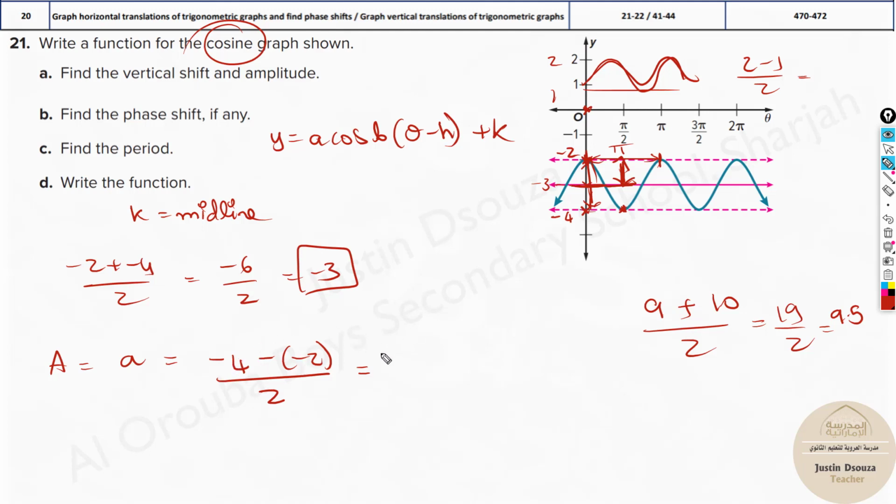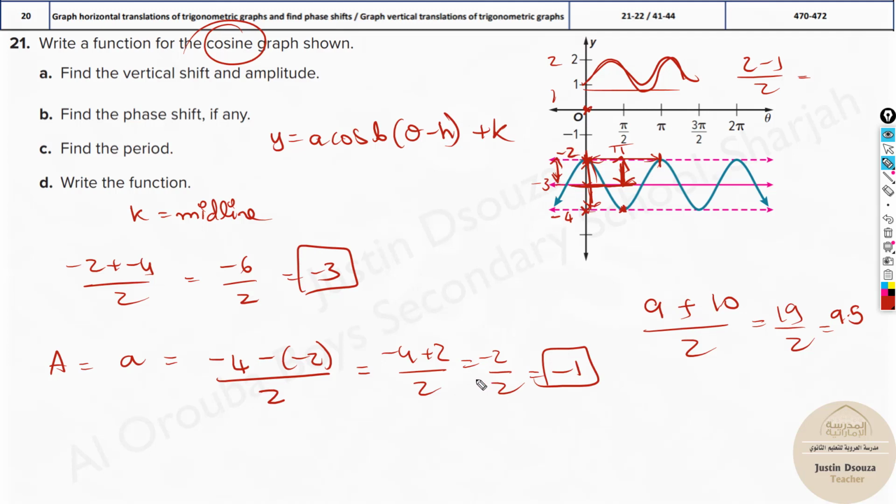Now what's the answer here? It will be minus 4 plus 2 divided by 2, which will be negative 2 by 2. That's negative 1. Let's just check. Yes, it's negative 1, isn't it? From minus 3 to minus 2, and minus 3 to minus 4.